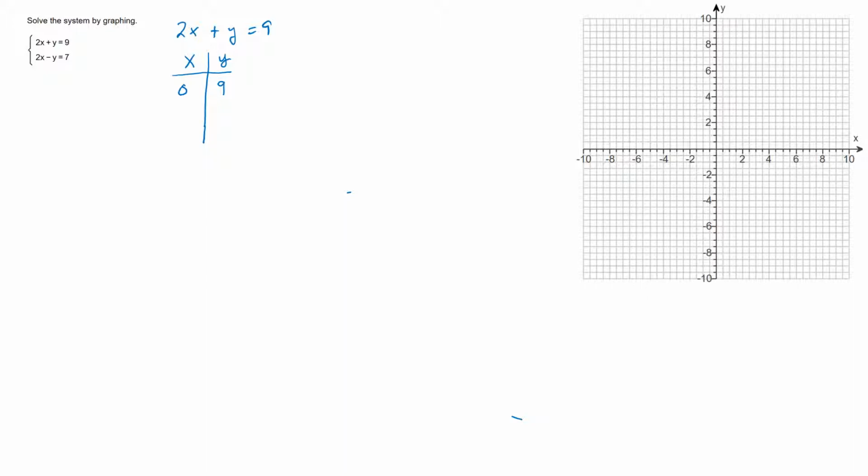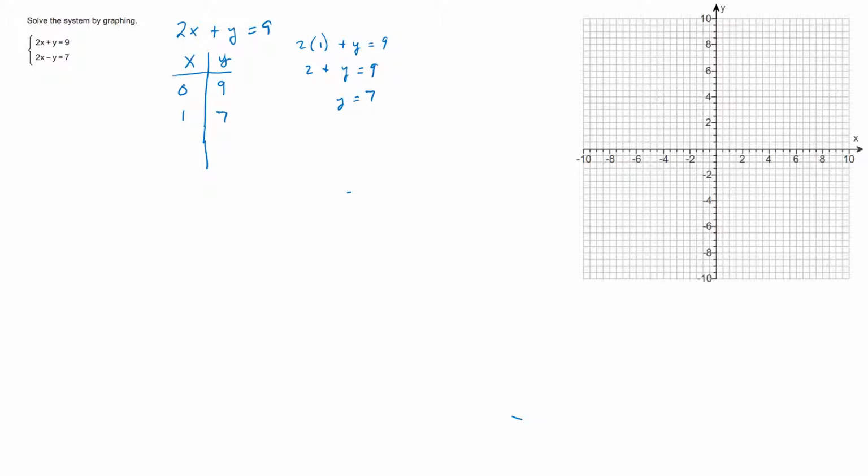I could then plug another number in for x, like 1. If I were to plug 1 in for x, it would look like this. 2 times 1 plus y equals 9. So I have 2 plus y equals 9. And after subtracting 2 from both sides, I get y equals 7. I now have two ordered pair solutions, and that's actually all I need to graph the line.